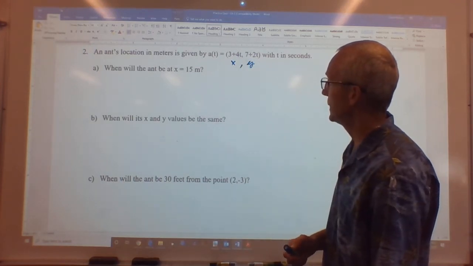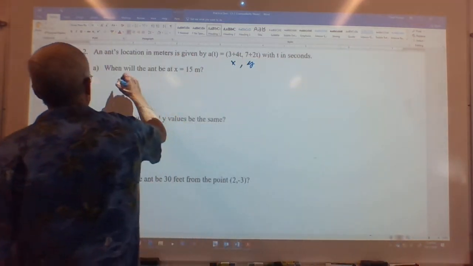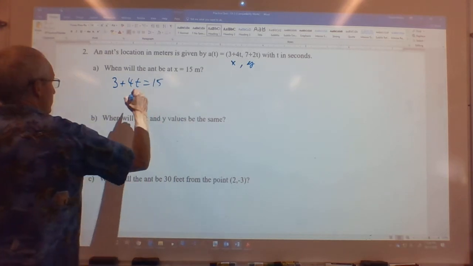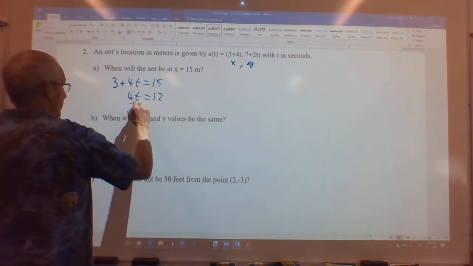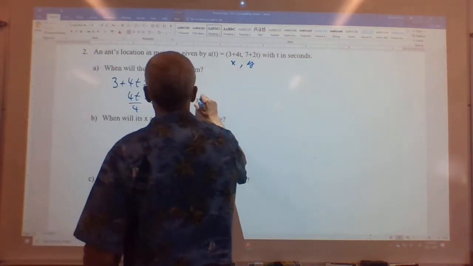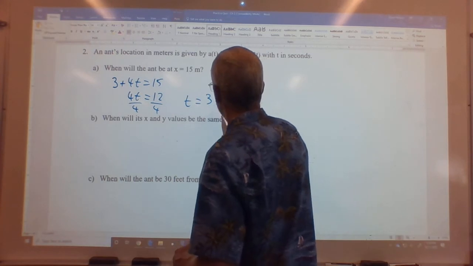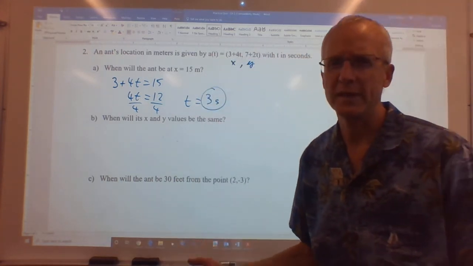So when will the ant be at x equals 15 meters? So we want 3 plus 4t to be 15. So 3 plus 4t is equal to 15. Take away 3 from both sides. 4t is equal to 12. Divide both sides by 4. So t is equal to 3. And we're dealing with seconds here, so 3 seconds. That's pretty easy. It's just really understanding what this notation means.